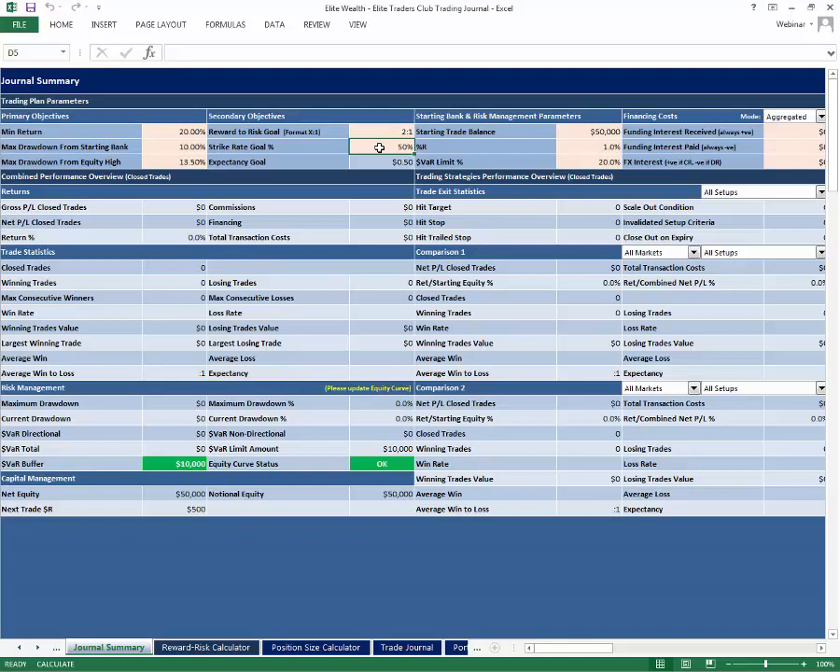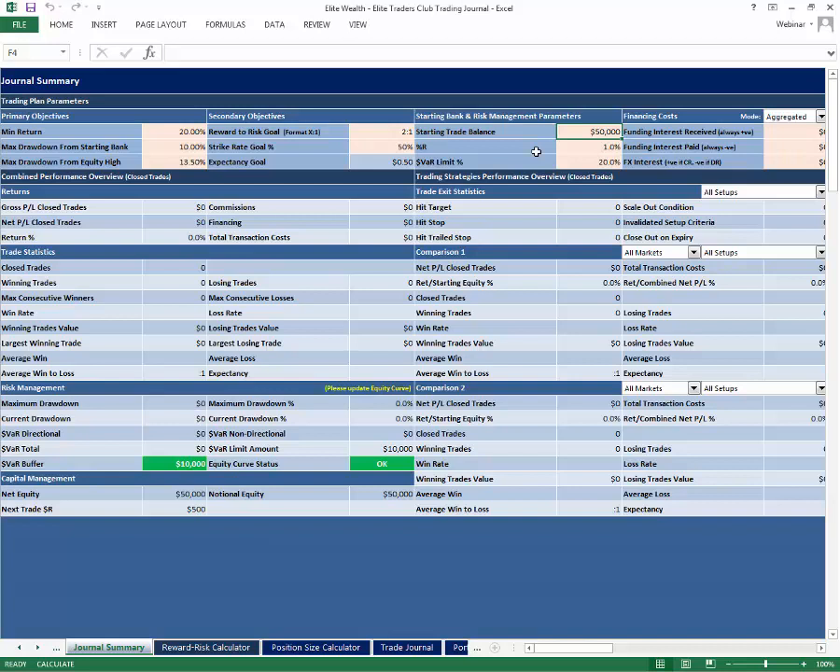Strike rate 50%, fairly conservative. We hit well over that on there, and that will give you a very high expectancy of 50 cents in the dollar. So for each dollar you invest in the market, you would expect to get your dollar back plus 50 cents on there.